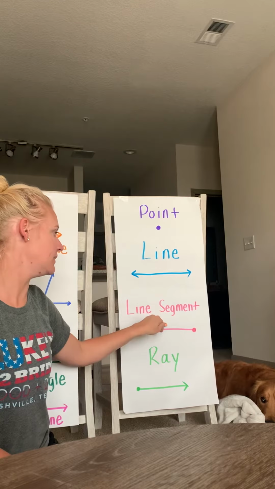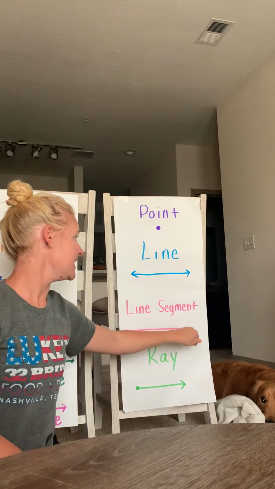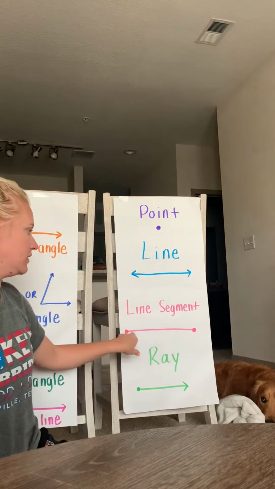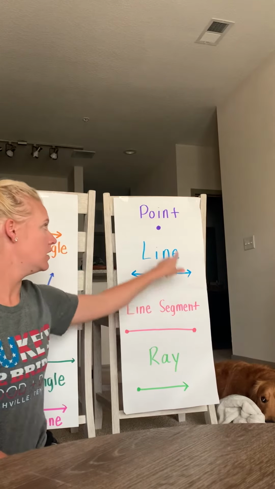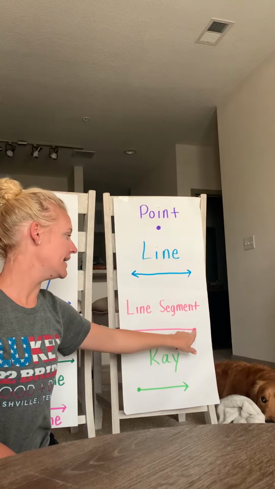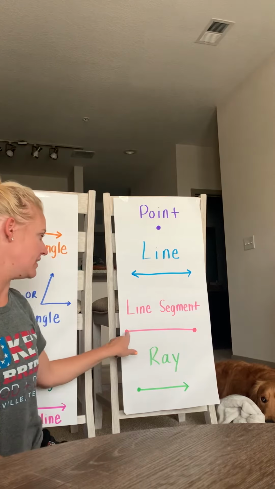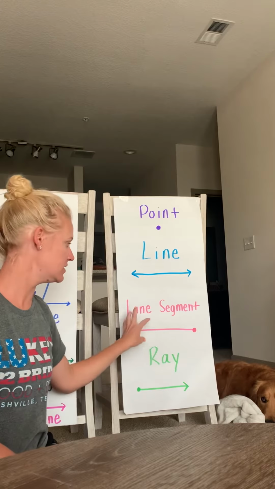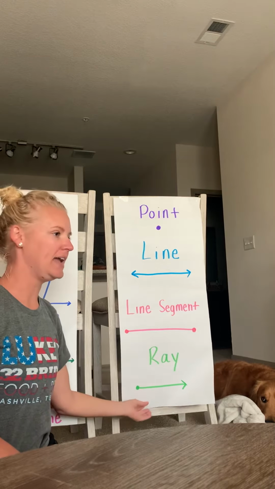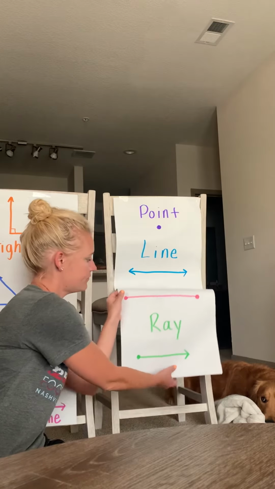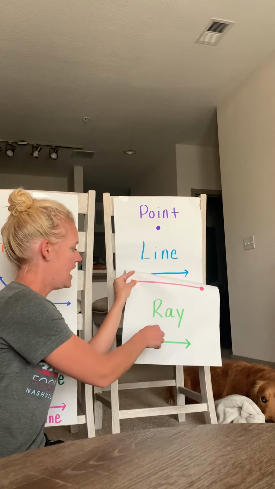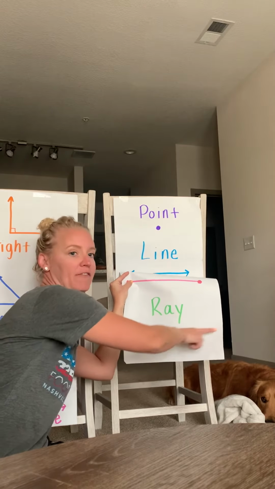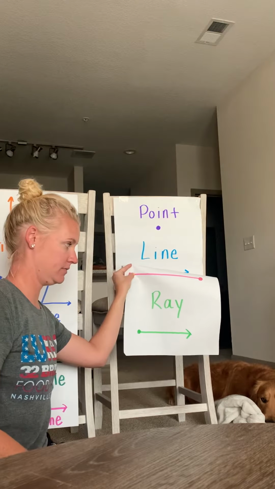The arrows at the end of those mean that they go on forever. The line segment is similar to a line, but you'll notice what on the end? What are those two things? A point. So the line segment has points at the end. That means that this line does not get any longer than this. It stops. The ray, hopefully you can see the ray. The ray has an endpoint on one end, but then it goes on forever at the other end.